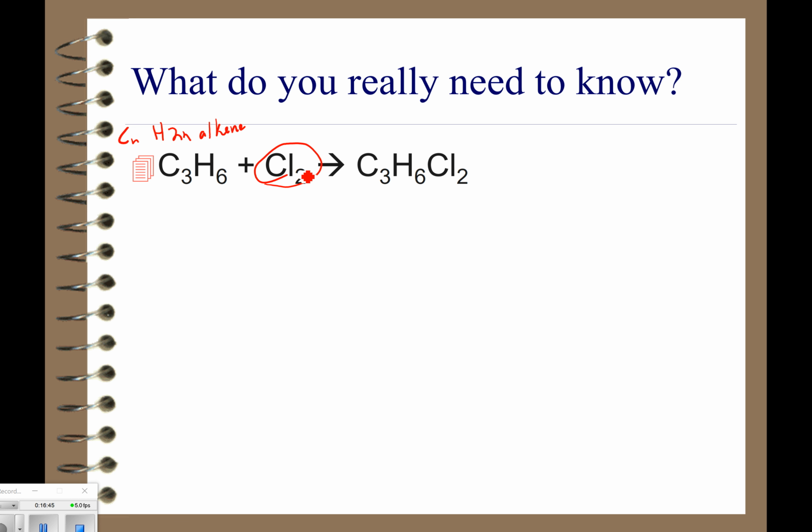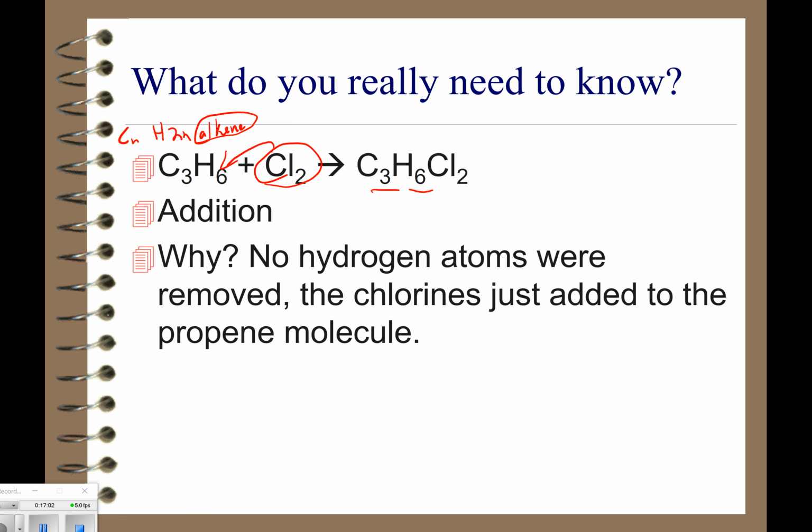The halogen, nothing changes here with our hydrocarbon, and the halogen simply gets added onto the molecule. And I point out that it's an alkene because we have a double bond, and that double bond is going to break. Chlorine is going to add onto the molecule, and this is an addition reaction. So we have no hydrogen atoms that are removed. The chlorine simply adds on to the propene molecule, breaks that double bond, and adds onto it.